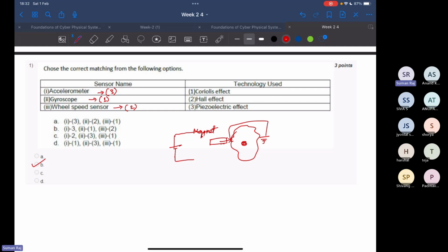And Shiva has given the piezoelectric effect, which is the process of creating electricity due to mechanical stress. That is correct. Anybody for the Coriolis effect? These two are covered.